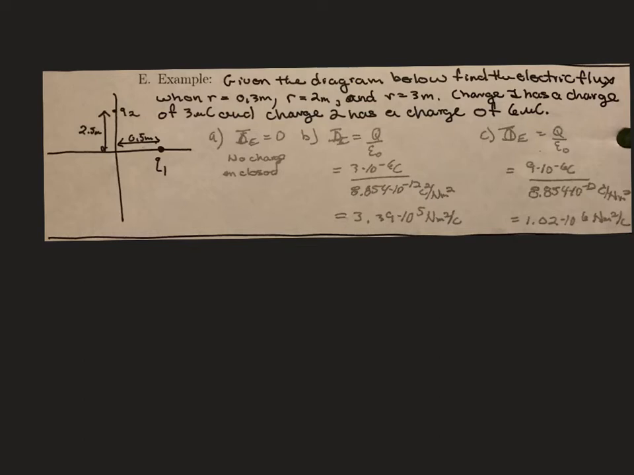So when r equals 0.3 meters, this is 0.5 away, this is 2.5 away, so our circle would be in here. There's no charge enclosed, so the electric flux is going to be 0.